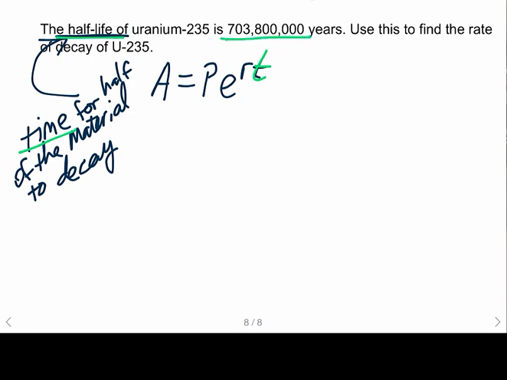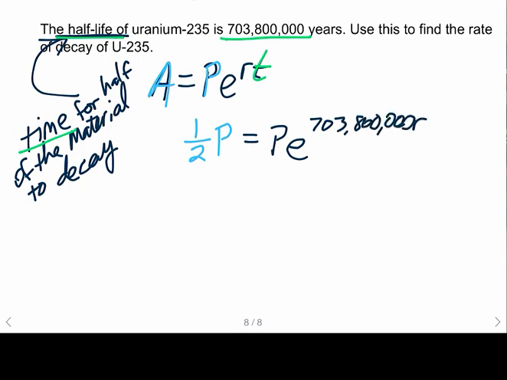So the time is going to be 703,800,000 years. As far as half-life, just as it didn't matter how much was invested before we could figure out the doubling, it doesn't matter how much we have for us to figure out the half-life. Because if I have an amount P to begin with, then half of that would be half of P. That is what's going to go on the left of the equal sign. So I get 1/2 P is equal to Pe to the 703,800,000 times r.